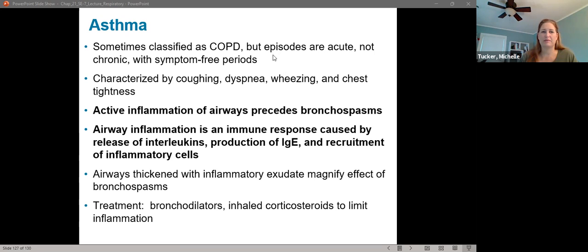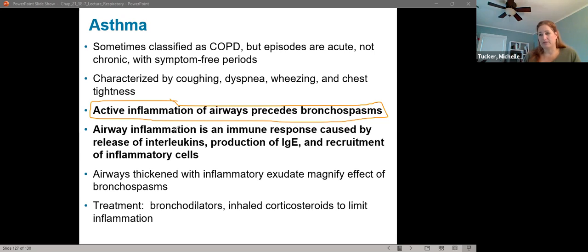The interesting thing about asthma is a lot of research has been done. And so it is fairly well known to be really an immune disease now. Active inflammation of the airways always precedes bronchospasms. There's an overactive immune response from a subset of the lymphocyte population, and it overproduces IgE and interleukins, and it causes this inflammation.